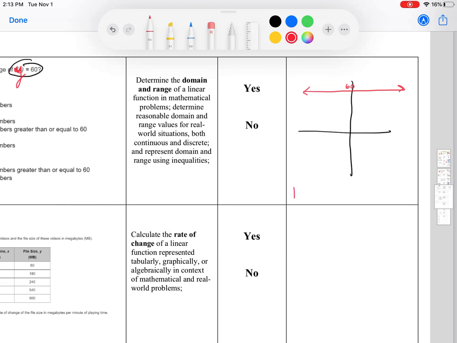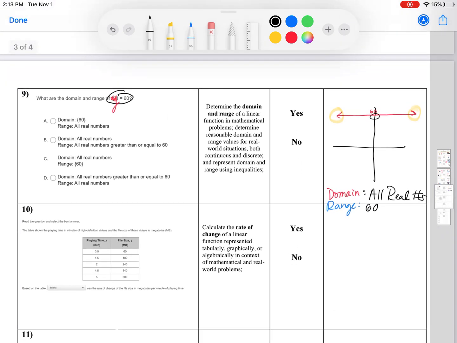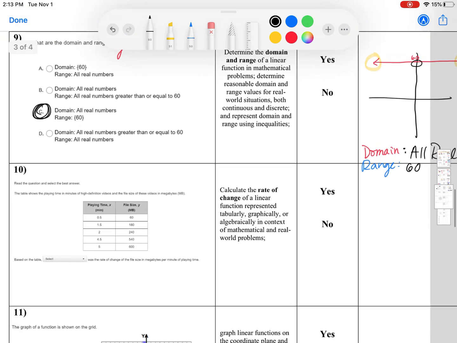So the domain of this is that the left x value is an arrow, so it'll go forever to the left. The right x value is an arrow, so it goes forever to the right. So we call that all real numbers. Then the range is my y values. The only y value on this graph is right here. It's just 60. So the correct answer for number 9 is that the domain is all real numbers, but the range is positive 60.